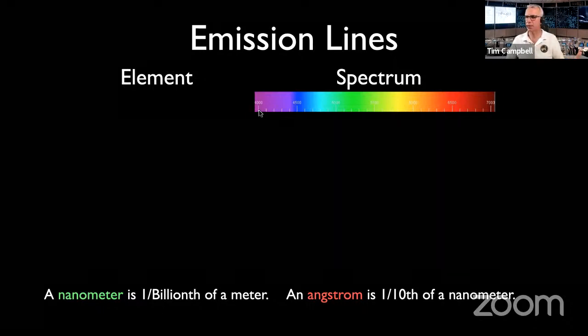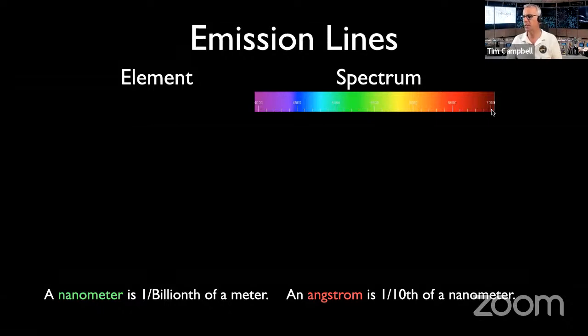The visible spectrum is roughly 400 nanometers on the blue end to about 700 nanometers on the red end, but you'll notice that my numbers aren't 400 and 700, they're 4,000 and 7,000. That's because while we could talk about this in terms of nanometers, a nanometer is 1/1000th of a meter. It means if you went and grabbed a meter stick, divided it into 1 billion sections.